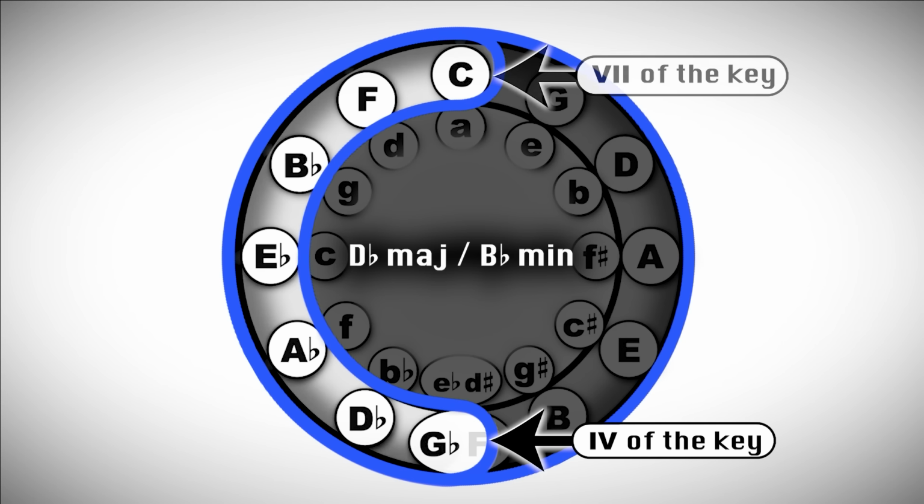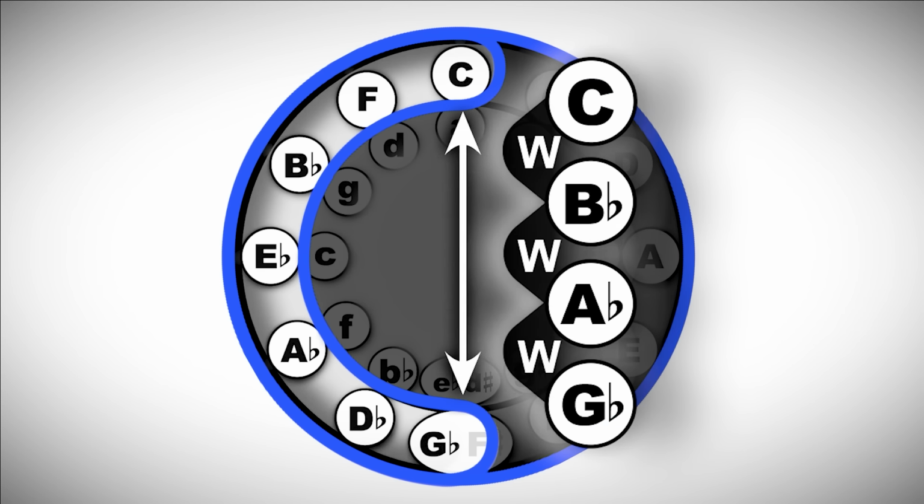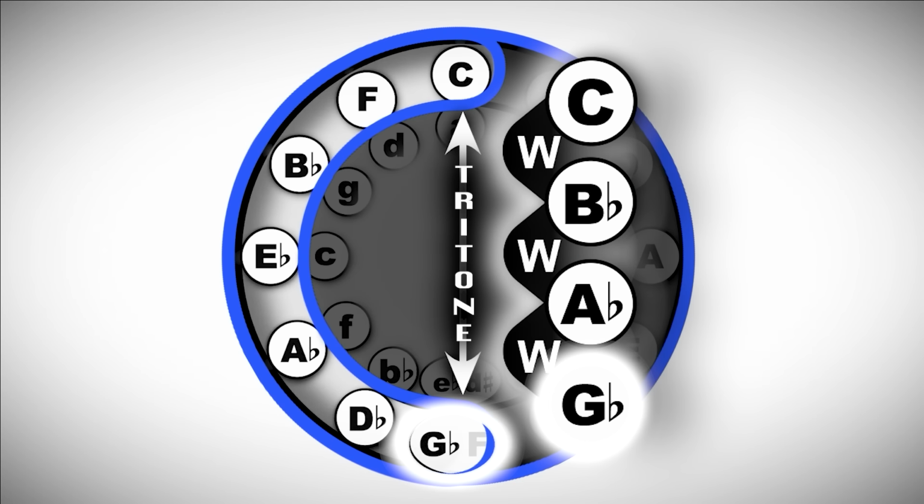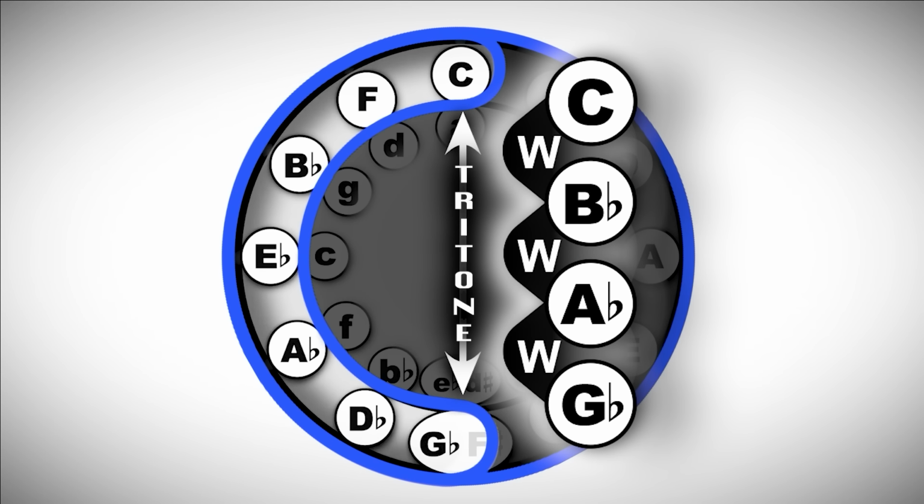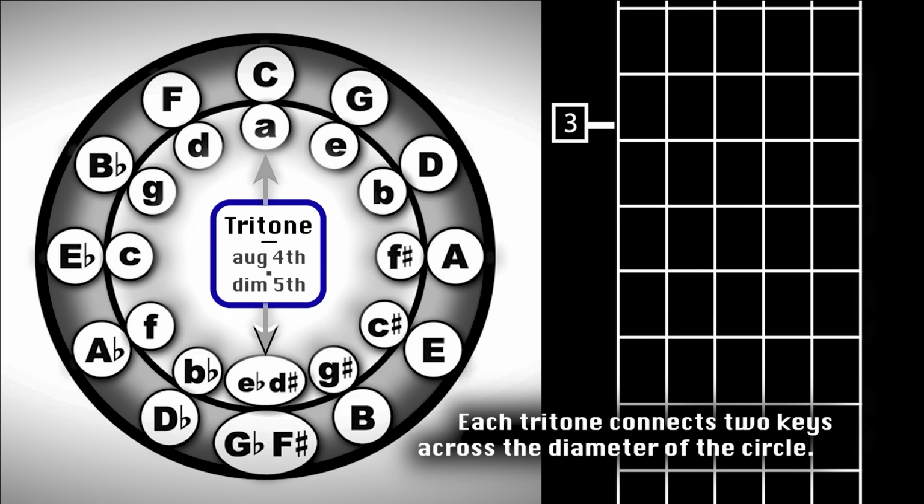These end notes span the diameter of the circle, forming the tritone of each key. The tritone splits octaves and connects keys by creating tension that can lead from one key to another.